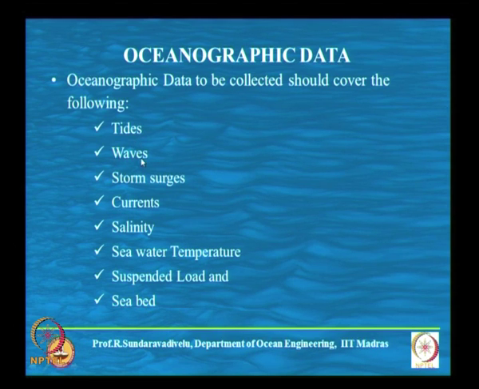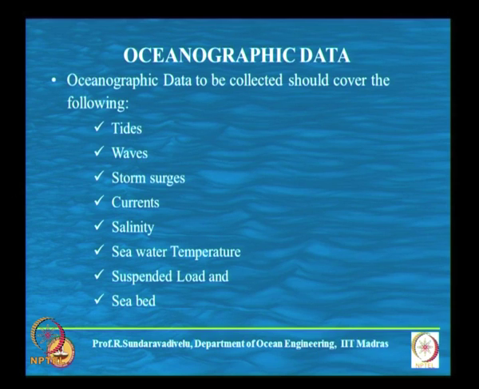Waves, we need three parameters to be measured: the direction of the wave, height of the wave and period of the wave. This also typically should cover a period of 1 year, but we have to extrapolate to get the maximum wave heights, that is for 100 years. 1 in 100 year is called the return period. It holds good for many parameters. Over a period of 100 years, what will be the maximum wave height has to be determined, because only for that you have to design the structures.